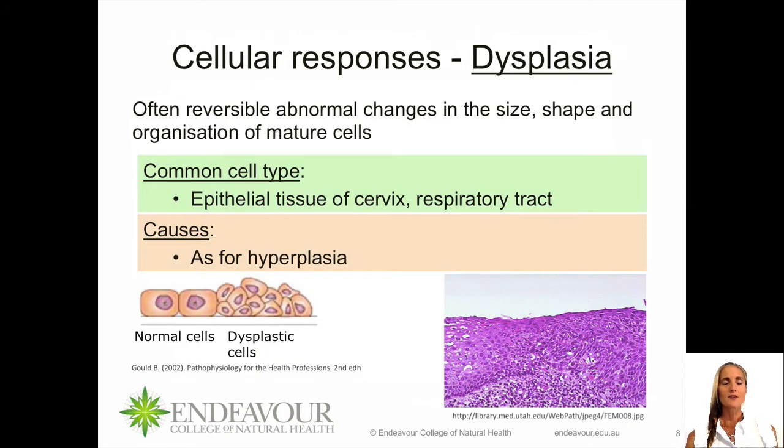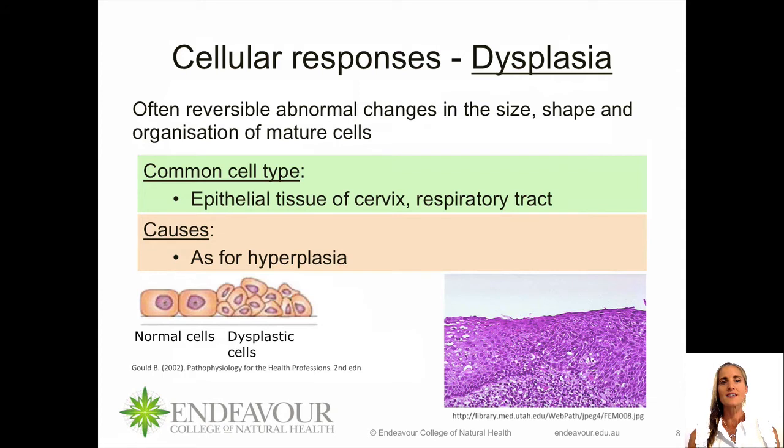Next in the cellular responses is dysplasia. This is often reversible. These are abnormal changes in the size, shape and organisation of the mature cells. Looking at the diagram on this slide, you can see the normal cells versus the dysplastic cells, they're all lumped in on top of each other, and they're all varying sizes. And in this microscopic image of these cells, they're a bit higgledy-piggledy, all lumped in together and all varied.